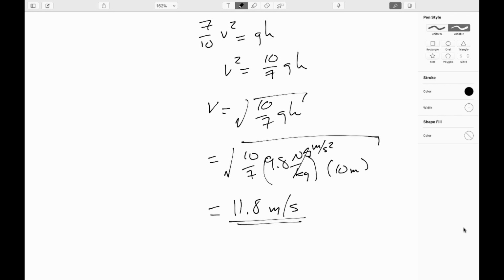Now you should ask yourself, if this were a disc instead of a bowling ball, would the final speed at the bottom of the ramp be faster or slower than 11.8? So pause and think about that for a sec, and then I'll get back with you.